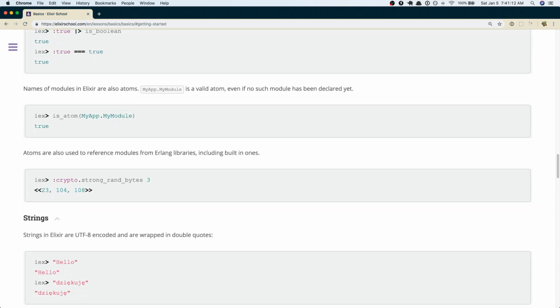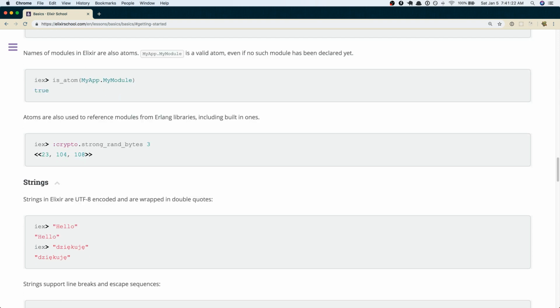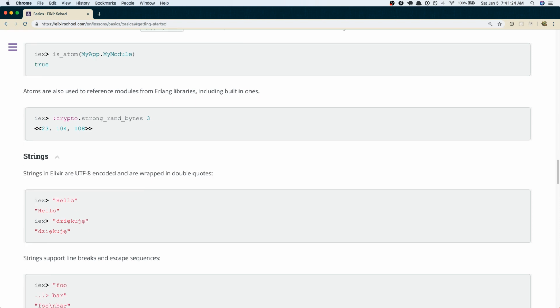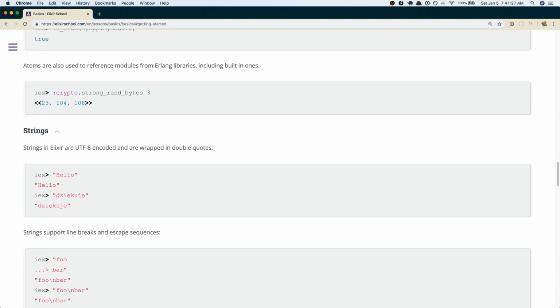Names of modules in Elixir are also atoms. MyApp.MyModule is a valid atom, even if no such module has been declared yet. Atoms are also used to reference modules from Erlang libraries, including built-in ones, such as :crypto.strong_rand_bytes(3).